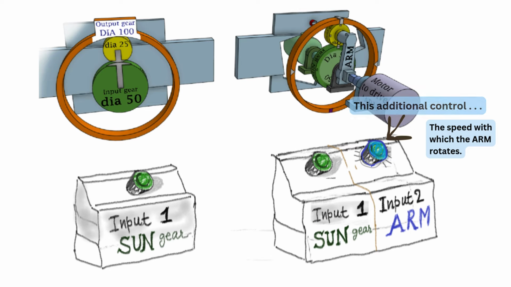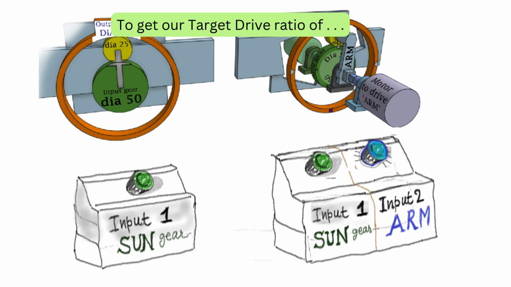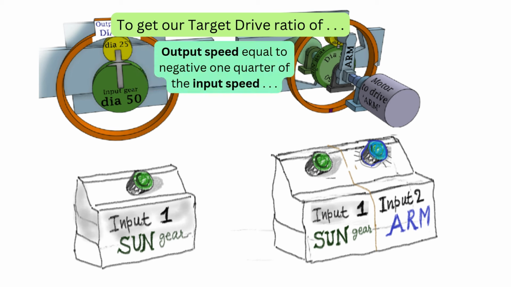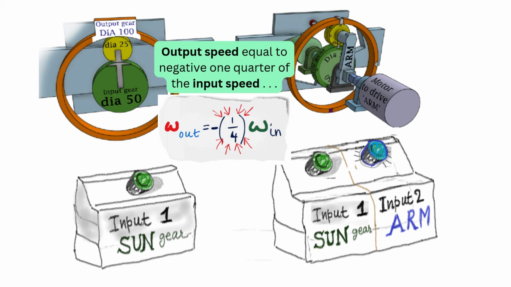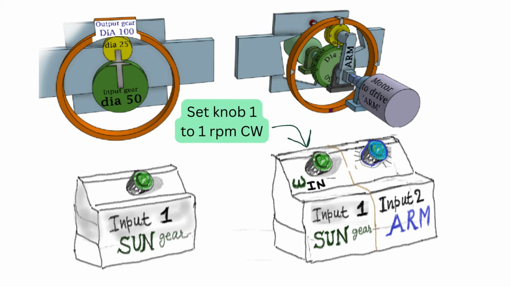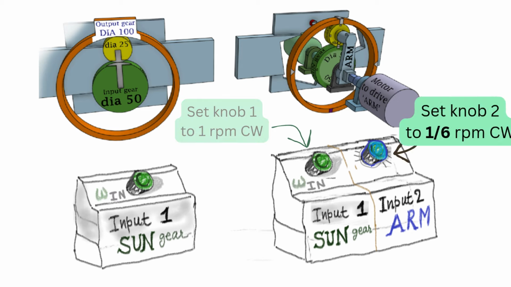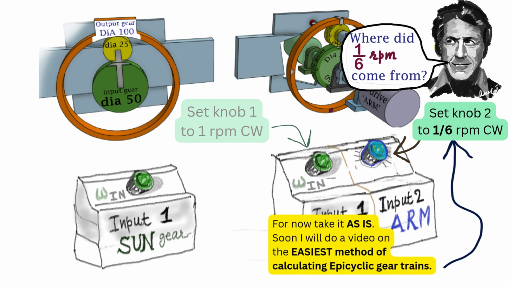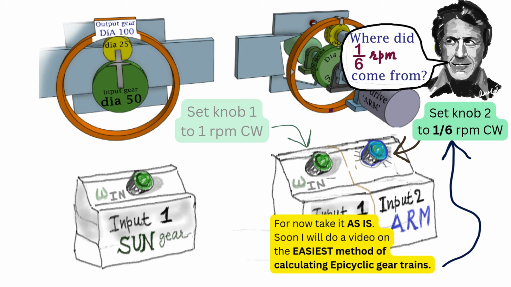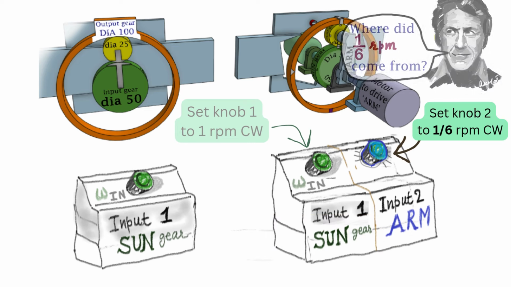And because of this additional control, the epicyclic is aptly called a 2DOF mechanism. By input speed, we mean the speed of the original dia 50 input gear, which is now called sun gear in the epicyclic. The 1/6 RPM value for the arm speed comes from calculations not shown here. I will do a separate video for that. For now, take it to be true.